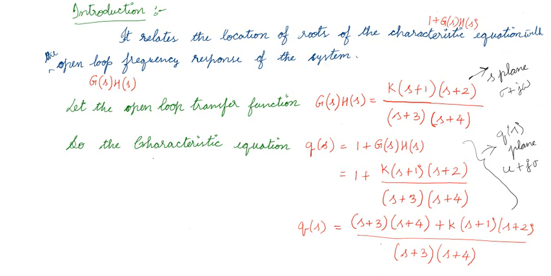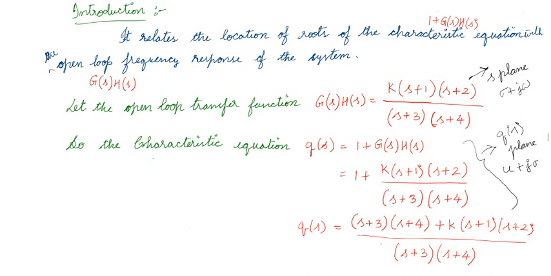Then I am taking the characteristic equation that is given as Q(s). Q(s) equal to 1 plus G(s) into H(s). Now I am substituting the G(s)H(s) in the Q(s). I got this expression. Then I am finding out Q(s), right? This plane is called the Q(s) plane. The characteristic equation is plotted in the Q(s) plane. In the Q(s) plane I take the x-axis as u and the y-axis as jv, right?